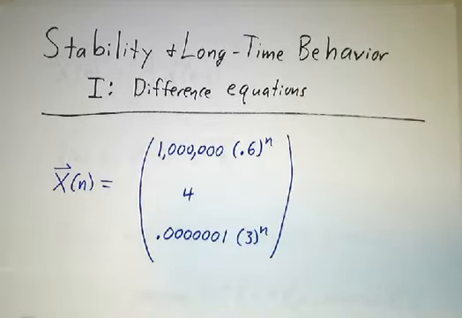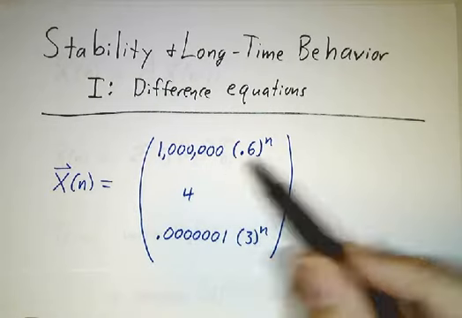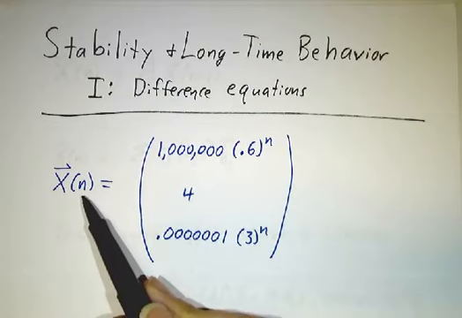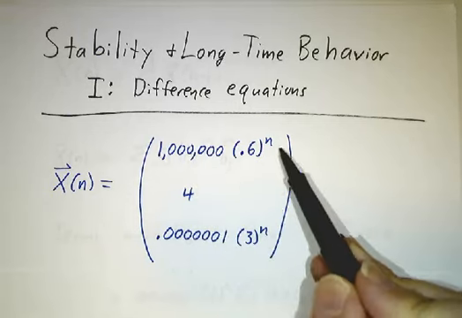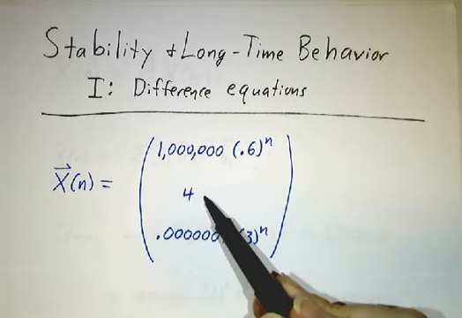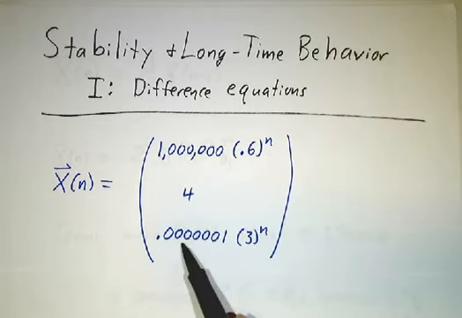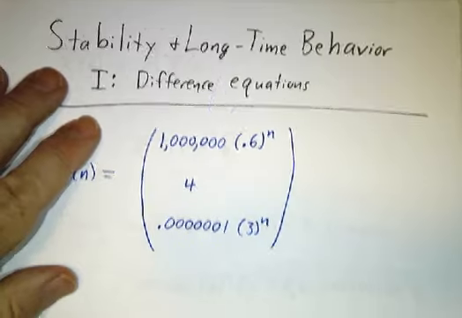So suppose I gave you a vector. A vector is a function of n, and it was a million times 0.6 to the n, and 4, and 0.0000001 times 3 to the n. And I ask you, how does that behave in the long run?